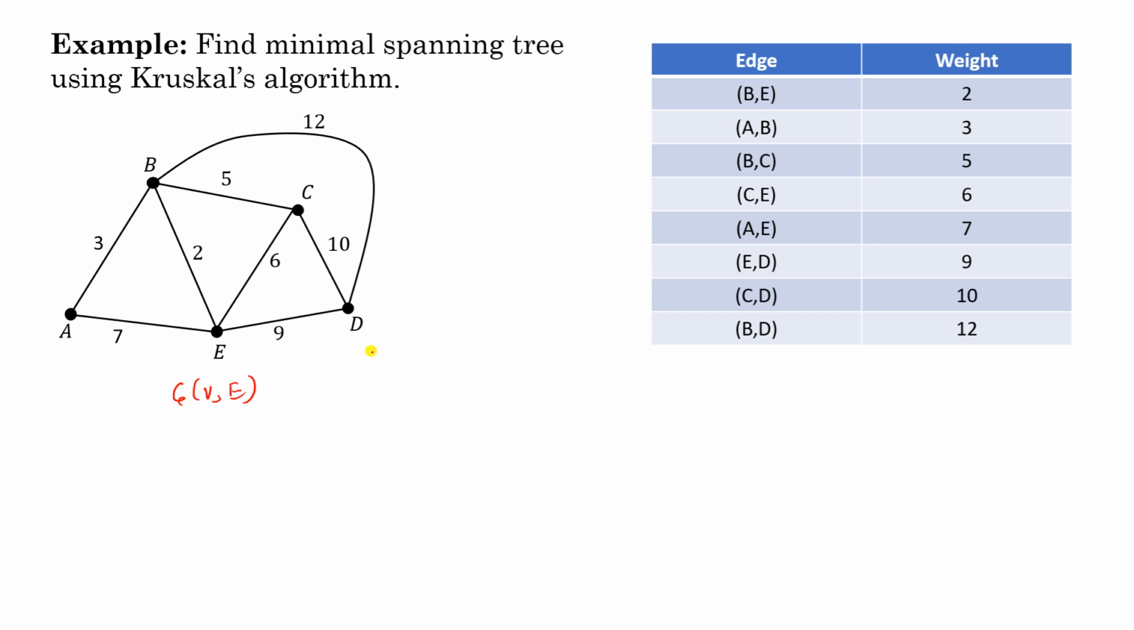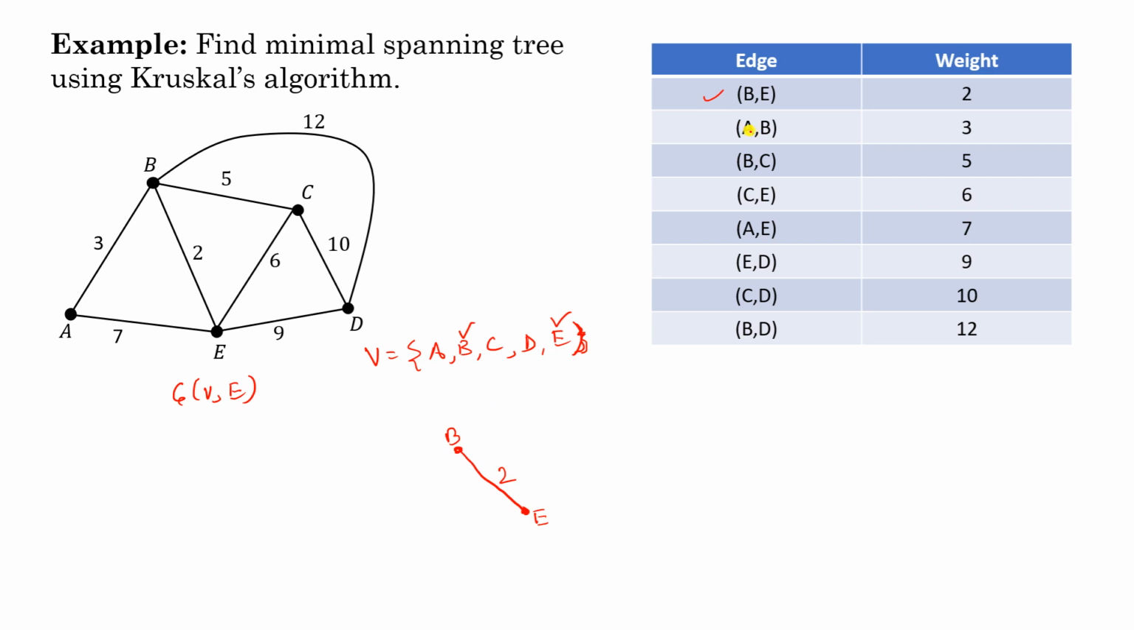Now I write the set of vertices of this graph. V is A, B, C, D and E. Now I have to select the edges one by one. I start with the first edge, that is BE. This edge is selected, BE, and the weight of this edge is 2. The corresponding vertices are B and E. So mark these two vertices B and E as the traversed vertices.